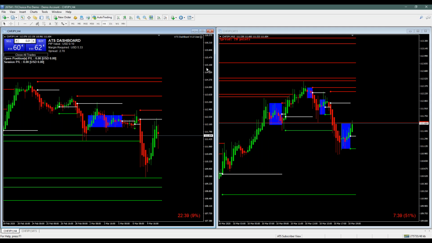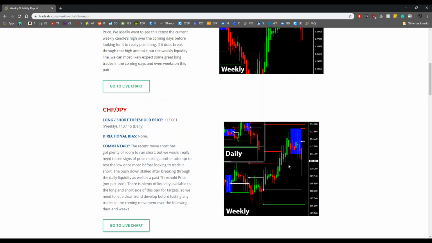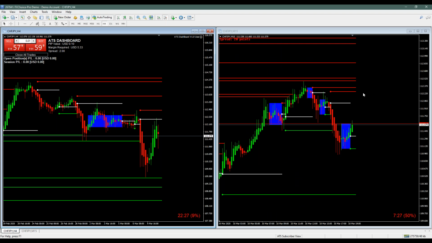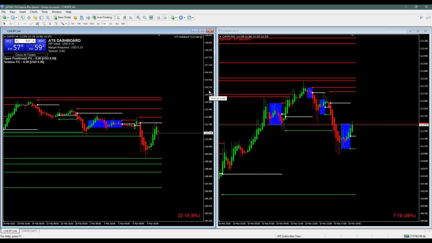All right, so it looks like a few folks are in the Chief Yen. I'm assuming because it was on the volatility report, and we're starting to get a little bit of volume in it. So let's go ahead and talk about what's going on in this pair right now on a 4-hour and a 15-minute chart, and see if there's anything we can do with this movement.